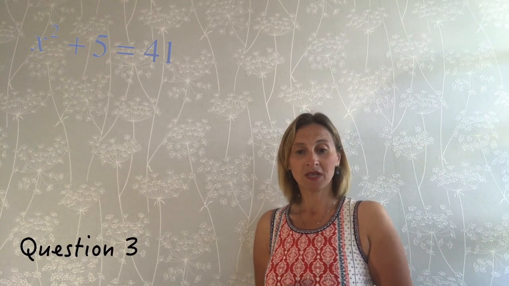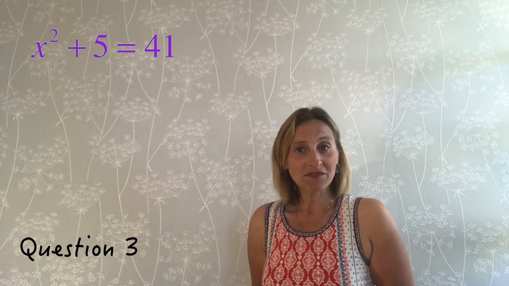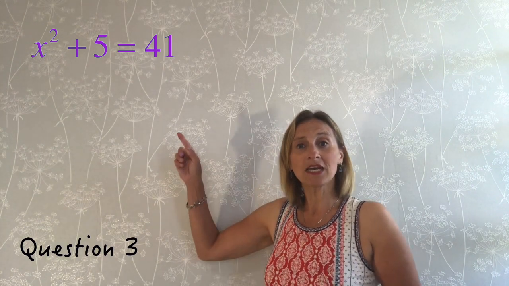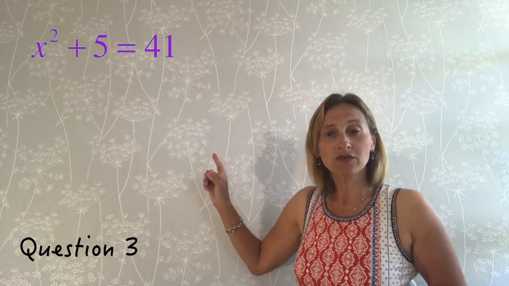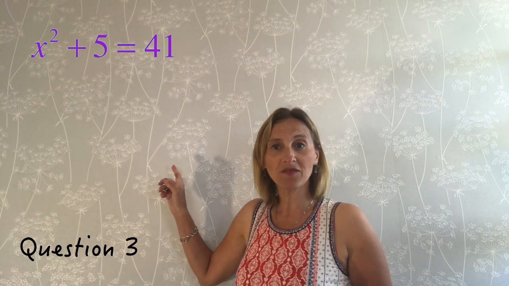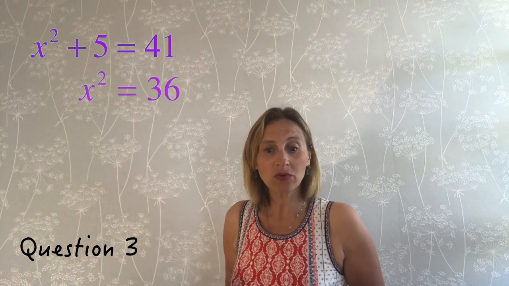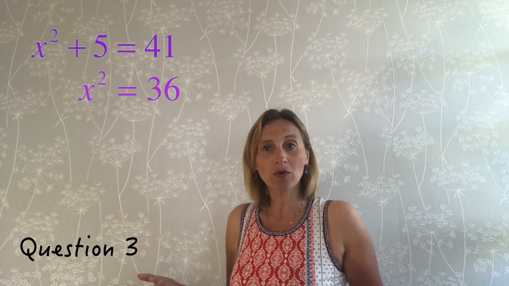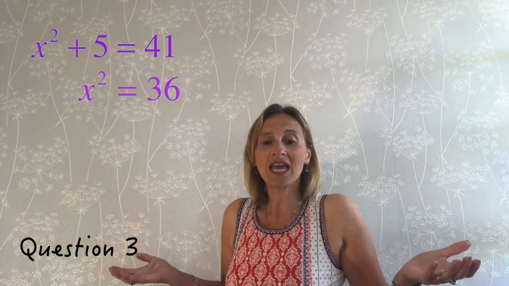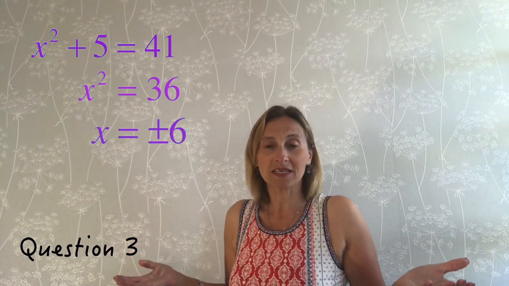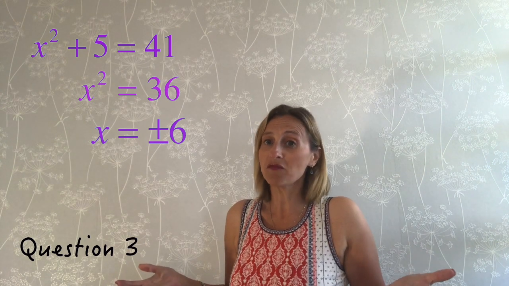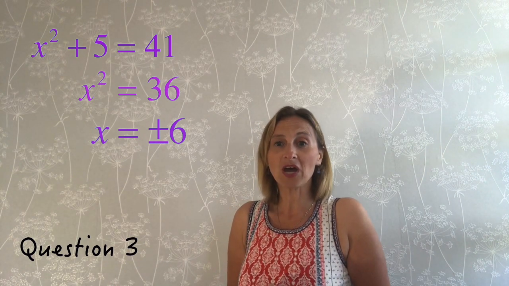Question 3. x squared plus 5 equals 41. Now we need to take away 5 from both sides, so we get x squared equals 41 minus 5, which is x squared equals 36. And then square root both sides, and bingo, x equals plus or minus 6. No problems. Pretty simple so far. Let's have a look at one more style.